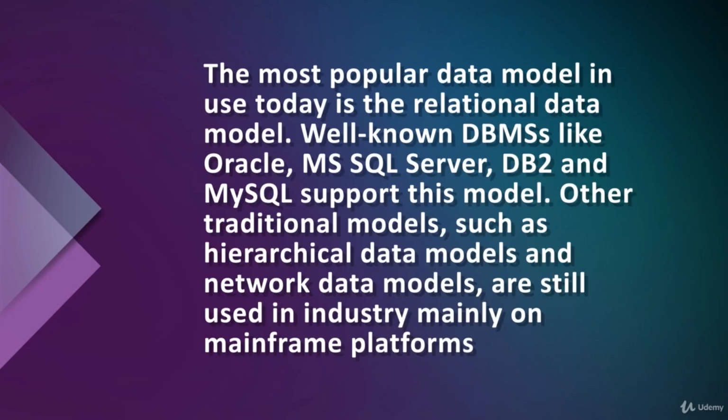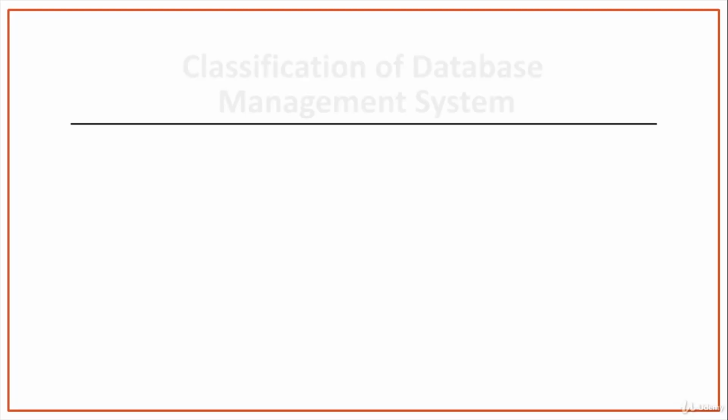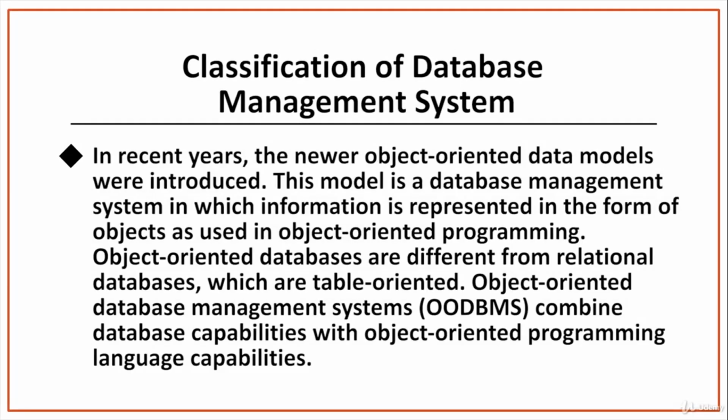Other traditional models such as hierarchical data models and network data models are still used in industry, mainly on mainframe platforms. However, they are not commonly used due to their complexity. These are all referred to as traditional models because they preceded the relational model. In recent years, the newer object-oriented data models were introduced.